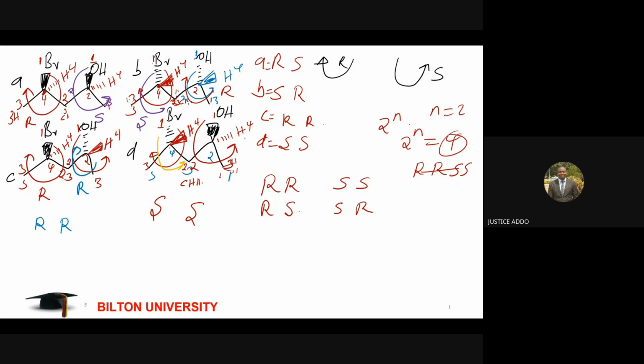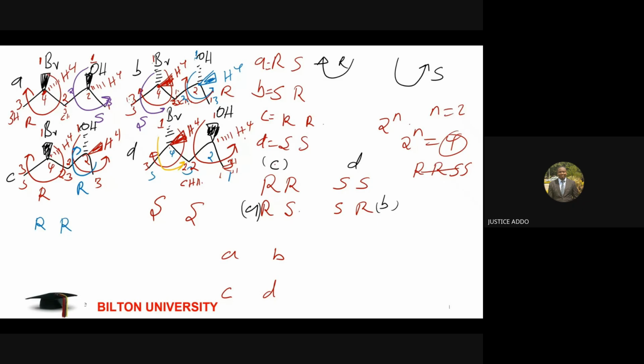So now if you look at these molecules directly, we can have what we call enantiomers and diastereomers. We have A, B, C, and D. Our RR is C, SS is D, RS is A, and SR is B.